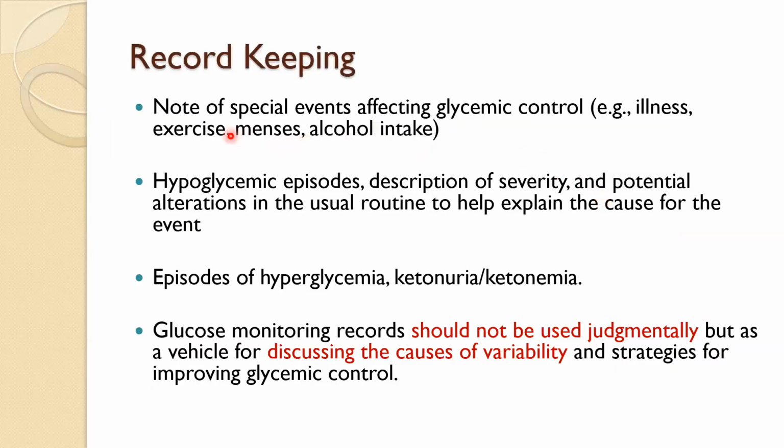It's also important to note special events affecting glycemic control, like illness, exercise, menses, or alcohol intake. Hypoglycemic episodes also need to be indicated there, with a description of the severity and potential alterations in the usual routine to help explain the cause of the event. It's important to note that glucose monitoring records should not be used judgmentally, but as a vehicle for discussing the causes of variability and strategies for improving glycemic control.